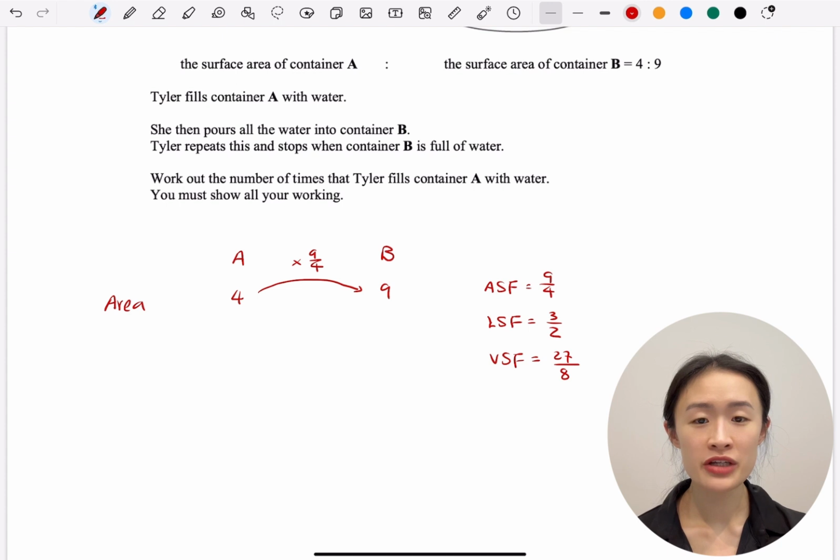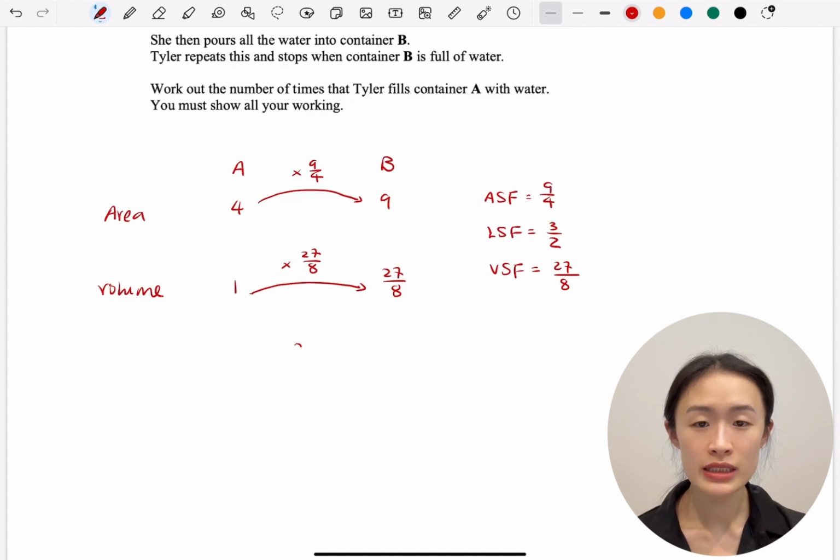And again, we are not given any information about the volume of A or B. So what we can do is we can say, okay, let the volume of A be 1. And because the scale factor is 27/8, then that means the volume of B is going to be 27/8. And 27/8 is 3 and 3/8. That means Taylor needed to fill the container A 4 times in order to fill the container B.